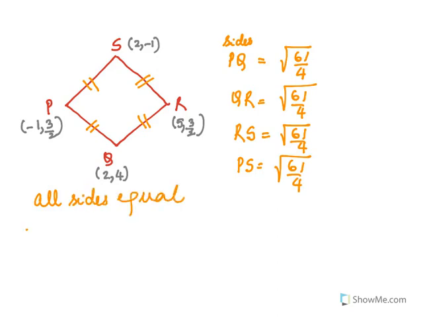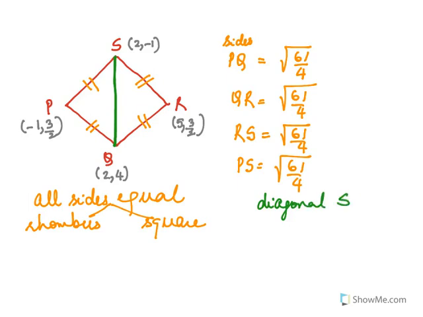So since all sides are equal, you have two options. It could be a rhombus or it could be a square, because both of these have all sides equal. Now to check which of them, you will check the diagonals. You will find the diagonal SQ.